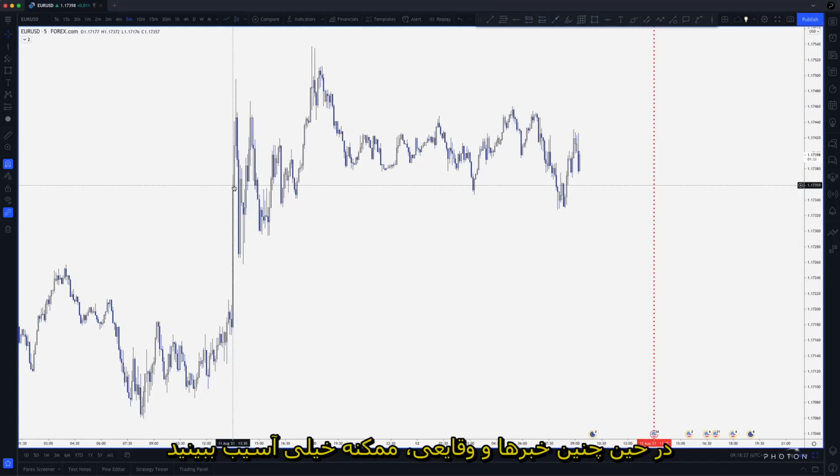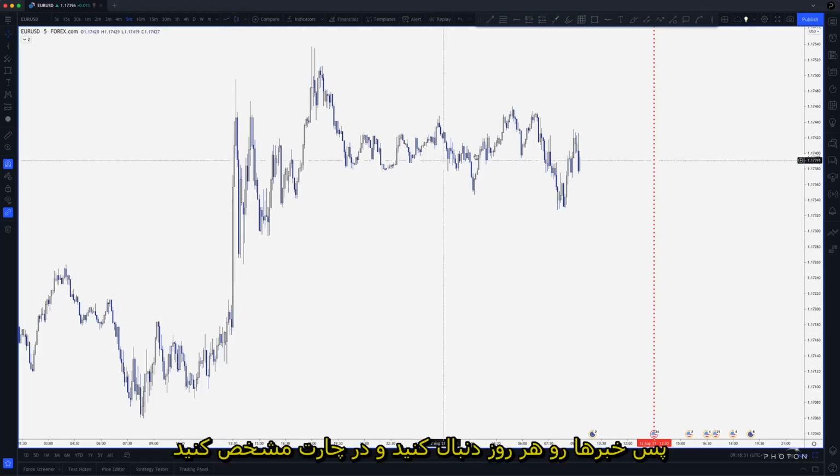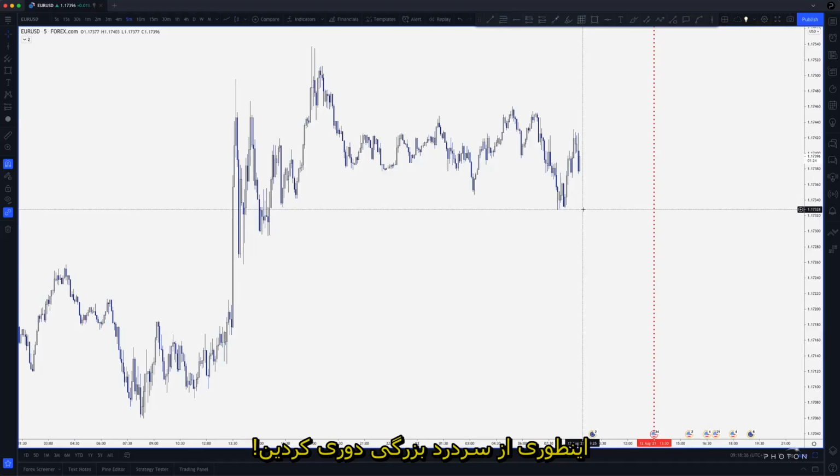But yeah, during those news events, you can really get whipped about. So it's just not worth trading. Don't forget to do this every single day and make sure they're on your charts, and it will save you a potential headache.